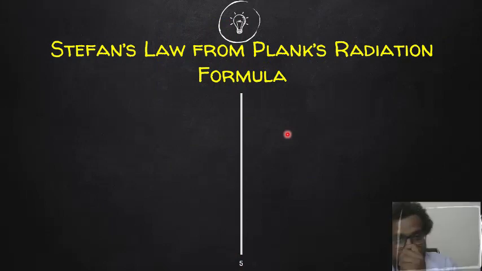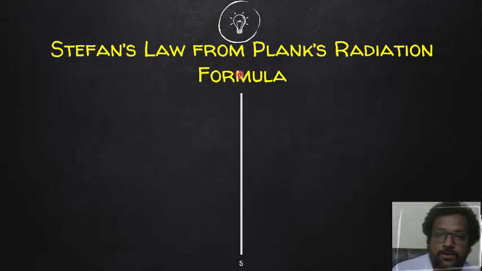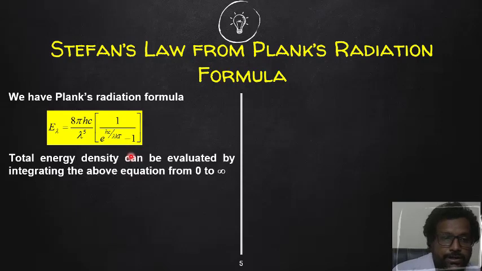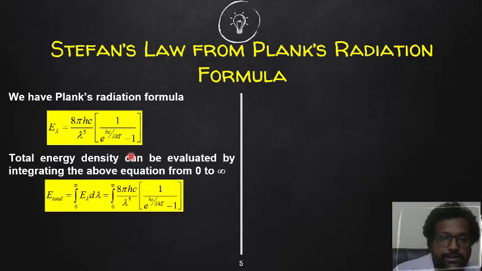Let's see the derivation of Stefan's law using Planck's radiation formula. We have Planck's radiation formula: E_λ = 8πhc / (λ^5 (e^(hc/λkT) − 1)). If we need the total energy density, we have to integrate the above equation from 0 to infinity.